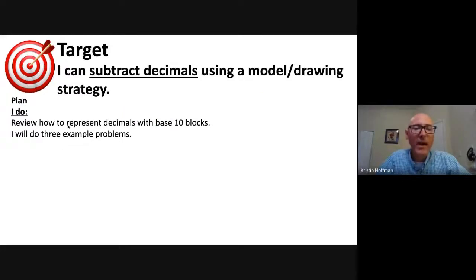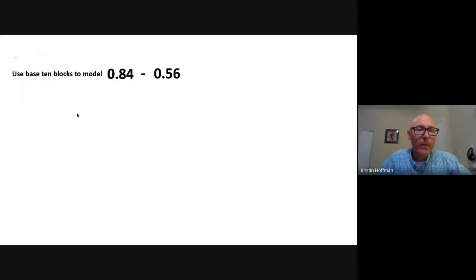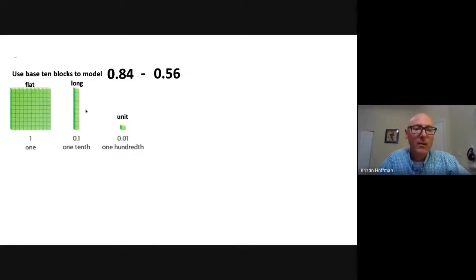So far I reviewed how to represent decimals with base 10 blocks. Now we're going to get into the actual subtracting using those representations. I will do 3 problems. Here's the first one. Starting with 84 hundredths, subtract 56 hundredths. Here's a little reminder, again, of how we're representing these decimals.